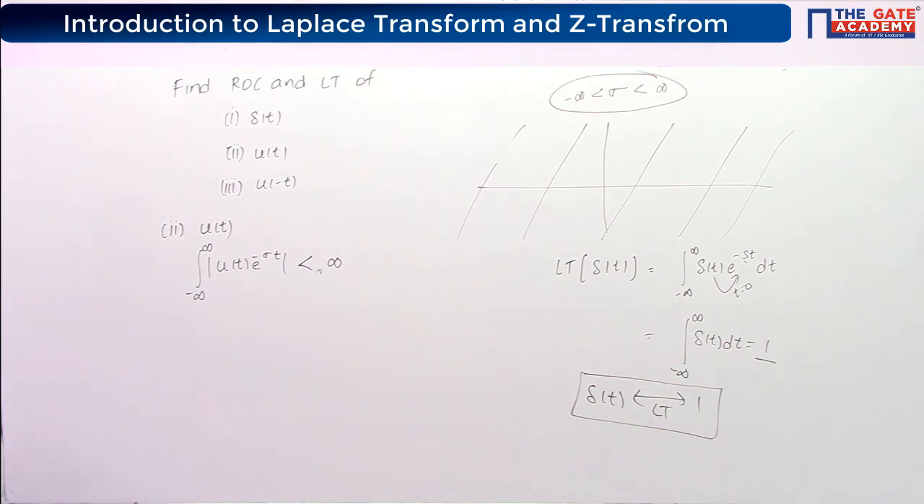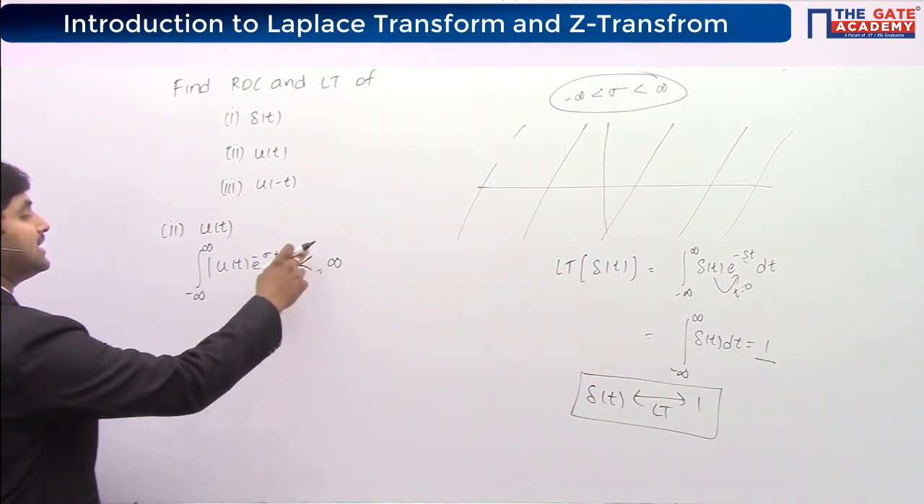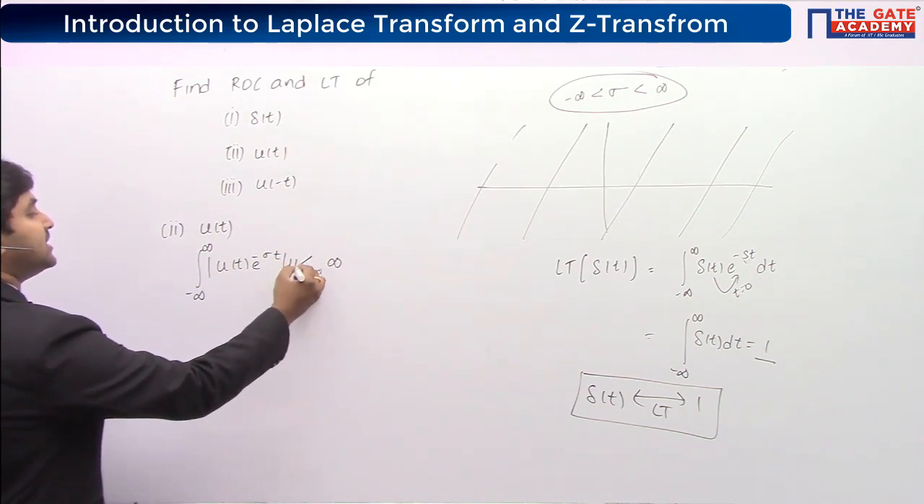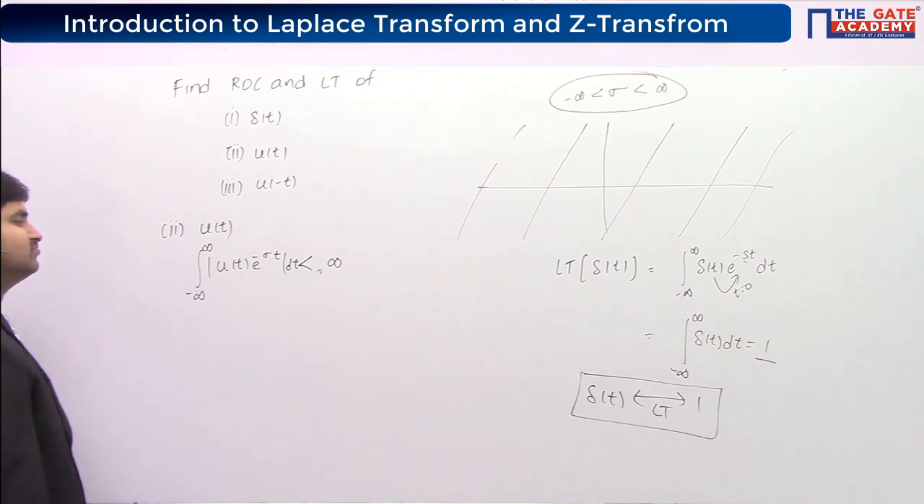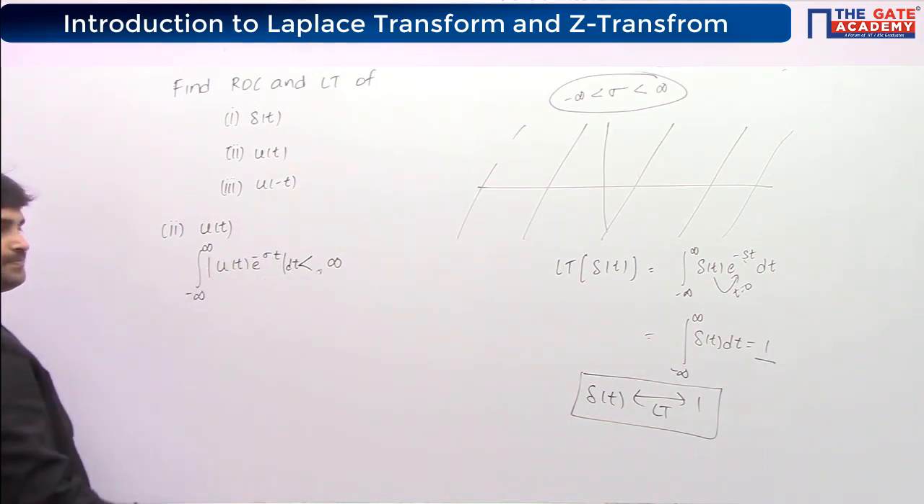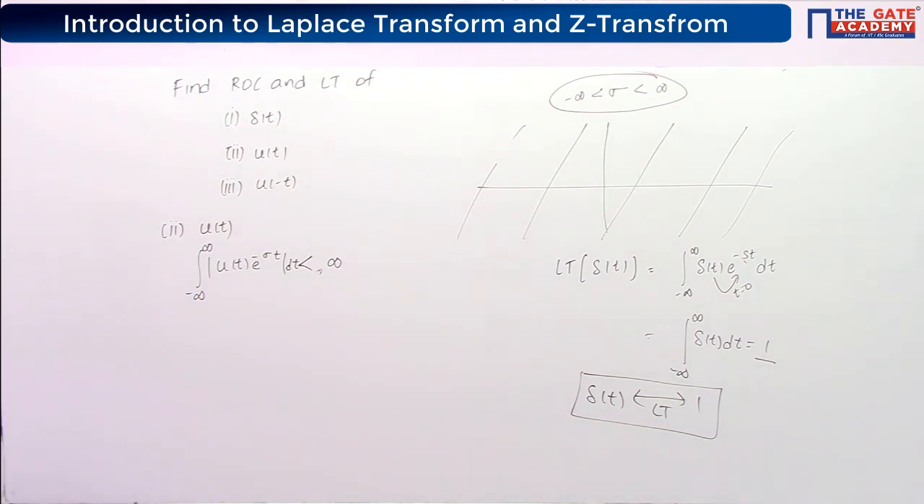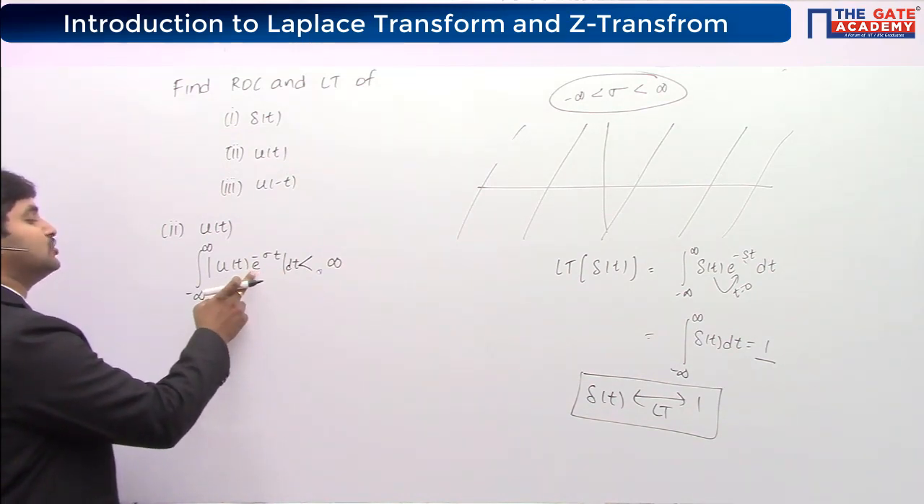So, the integral from minus infinity to infinity of mod of u of t times e power minus sigma t dt should be less than infinity. Is mod required here? In this case, can you please tell me whether mod is required or not? Mod is not required because u of t is a positive function, and this is also a positive function.